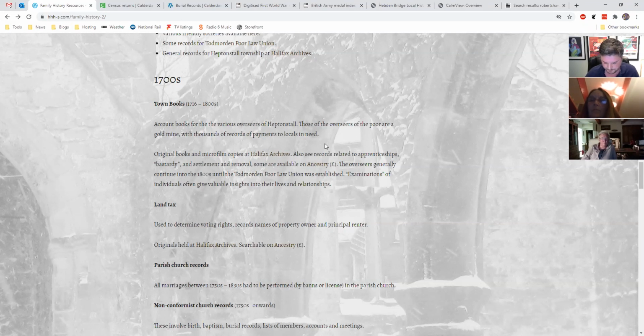Now, Heptonstall's town books start around the 1710s. They contain accounts of the various overseers. The ones for the overseers of the poor are particularly good. They contain literally thousands of payments to locals over a century or so, and they generally record the name of the person receiving a payment and where they lived, and then often, not always, what the payment was for.